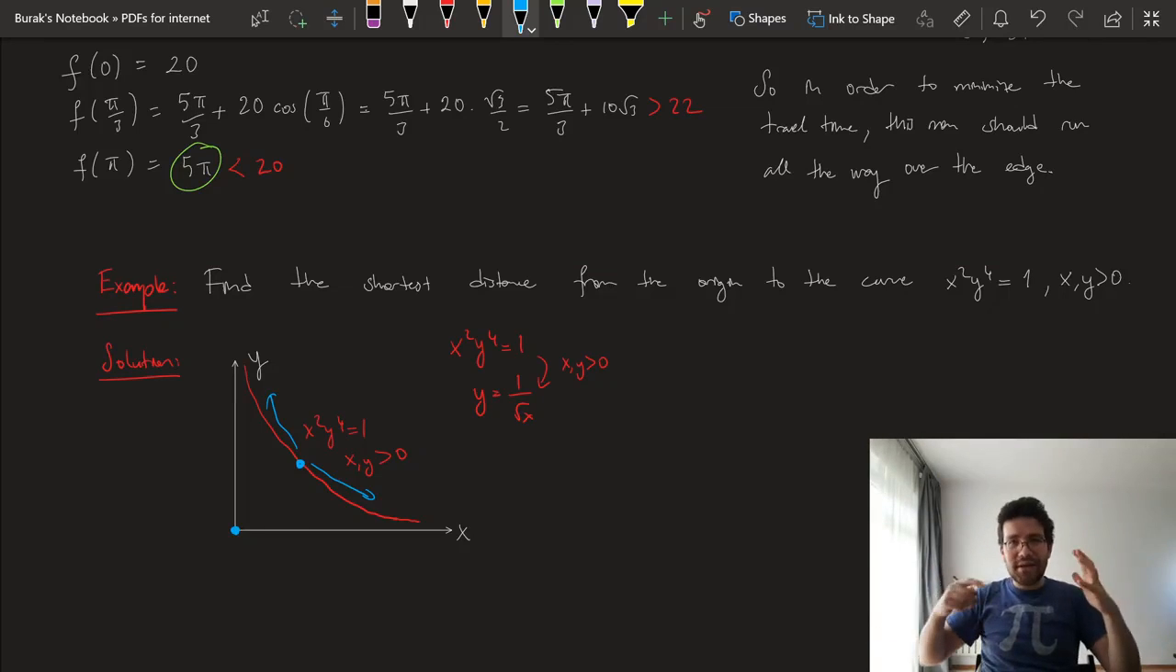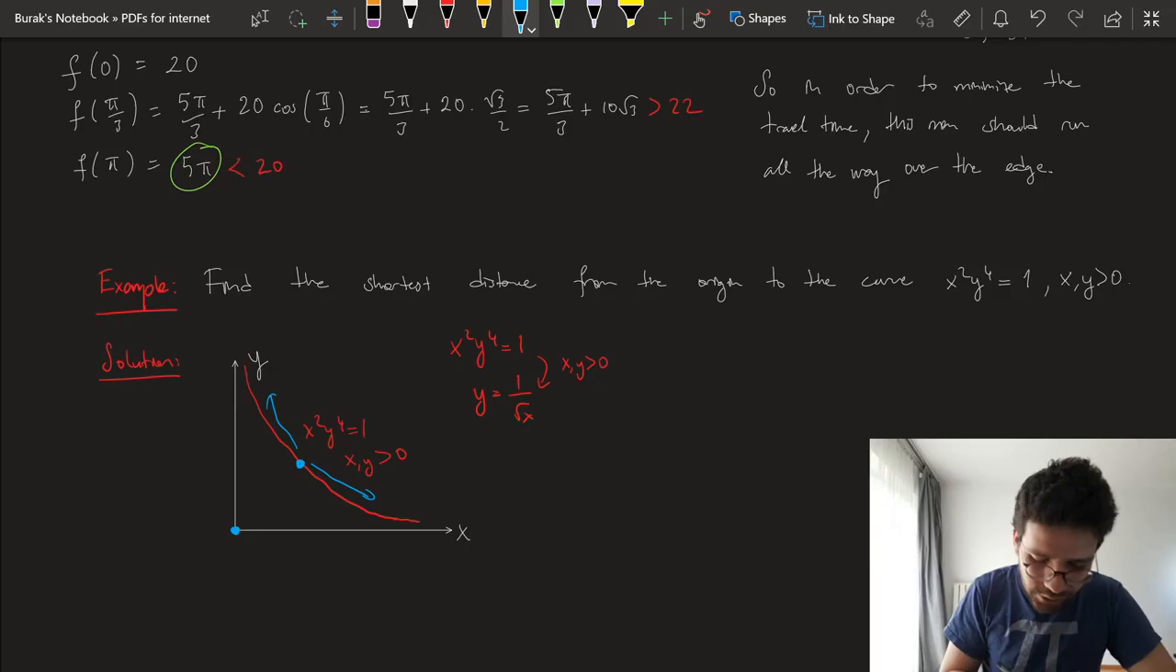So intuitively, you're seeing from the picture that there should be a point which minimizes the distance. Later on we will mathematically show that this is the case, but at least from the picture we're guessing that there is some point in between which is closest to the origin.